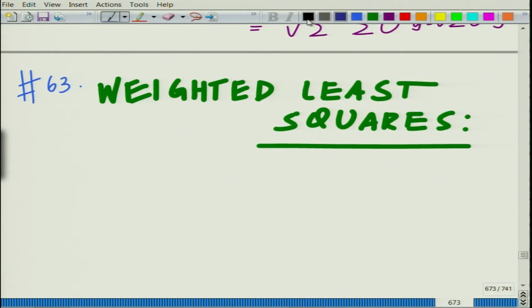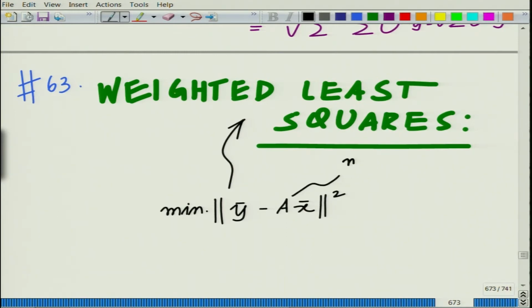Now, remember, we have the conventional least squares in which you want to minimize the square of the error. So, you have the norm of y bar minus A x bar squared, where A is an m cross n matrix with m greater than or equal to n. This is also termed a tall matrix, as we have seen. This is the traditional least squares.